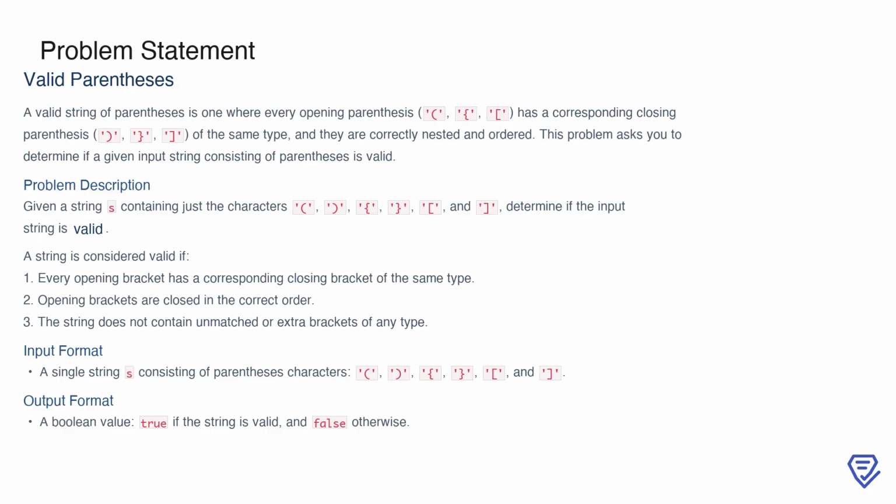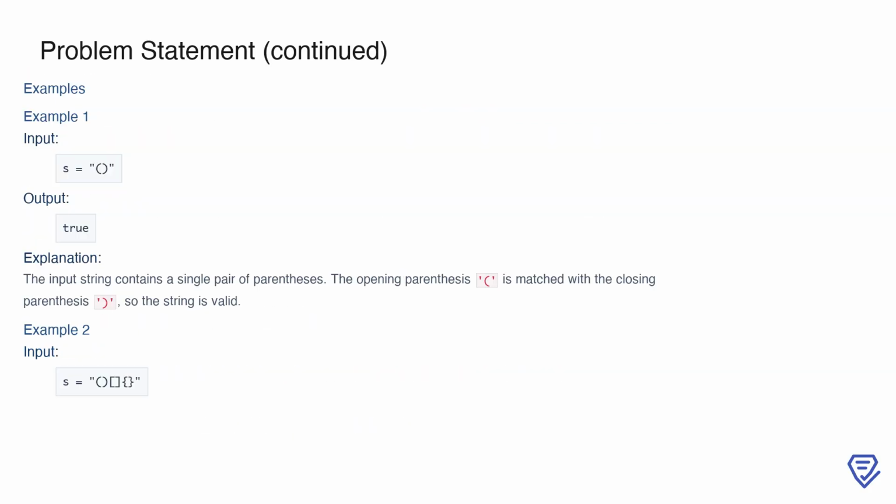which they were opened. The input is a string S containing only these 6 characters, and our goal is to return a Boolean value, true if the string is valid and false otherwise. This means that we need to carefully verify the structure of the string to ensure it meets all the rules of valid parentheses. Let's look at some examples to clarify the concept.